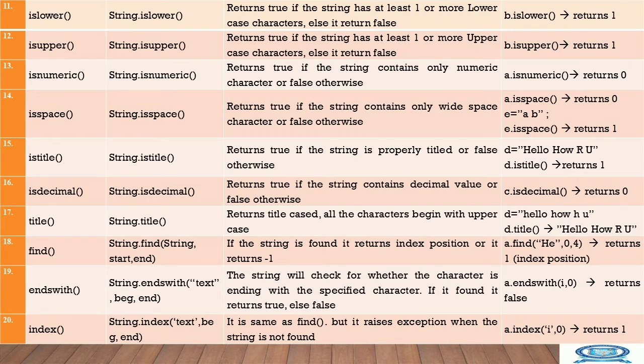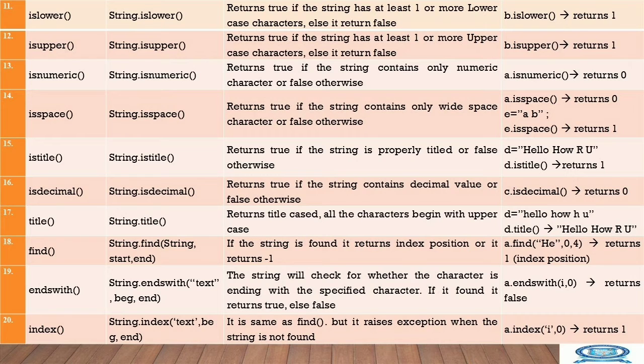isalpha returns true if it has at least one or more alphabet characters, else it returns false. If any alphabets are there, it will return 1, otherwise it returns false. Then isdigit, that is string.isdigit. It returns true if it has at least one or more digits, else it returns false. So, B.isdigit returns 0.